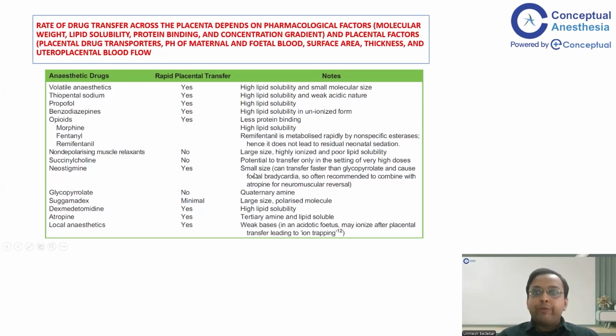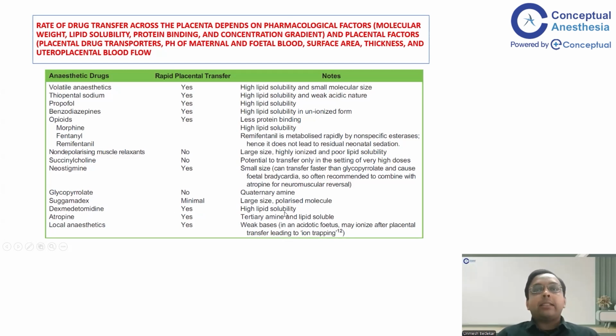Neostigmine will undergo transfer in view of small size, and this can transfer faster than glycopyrrolate, which is dangerous because it can cause fetal bradycardia. So it is often recommended to combine it with atropine for neuromuscular reversal. So neostigmine will cross faster than glycopyrrolate, and glycopyrrolate, being a quaternary amine compound, will not cross the placental barrier. Sugamadex again has minimal placental transfer because of its large size and polarized molecule.